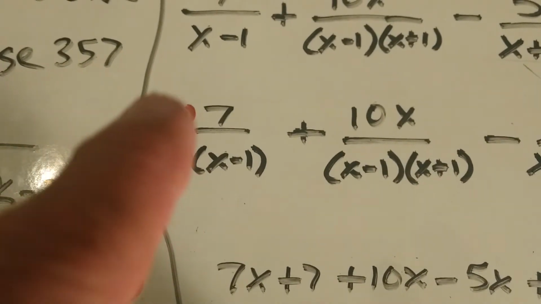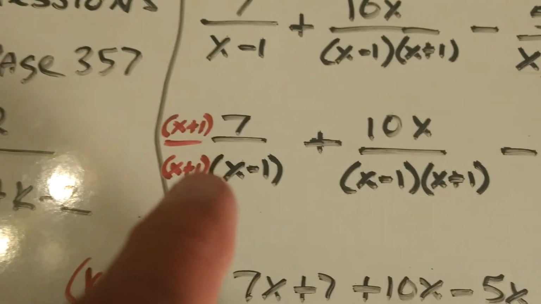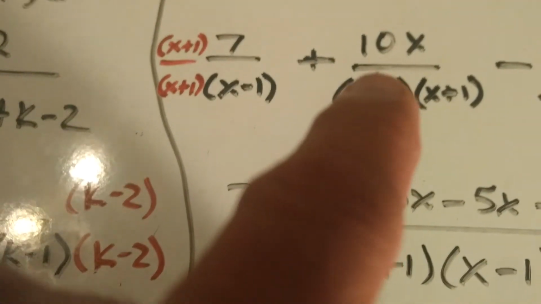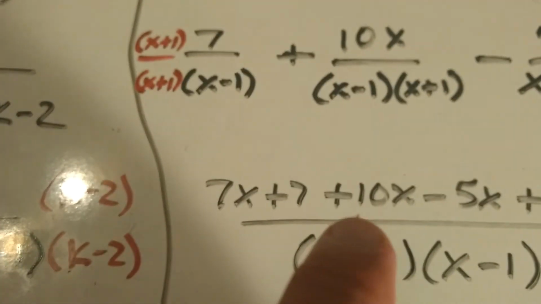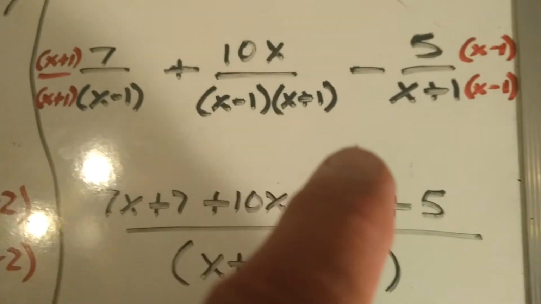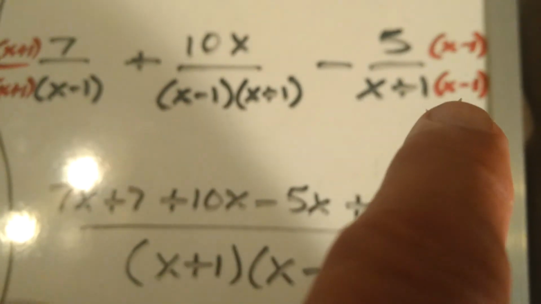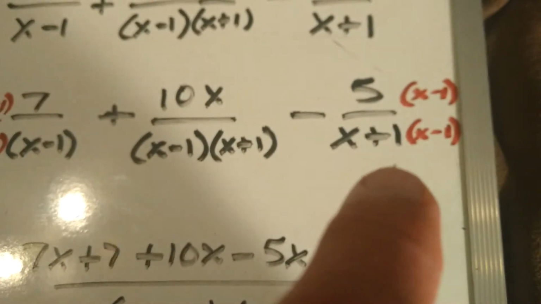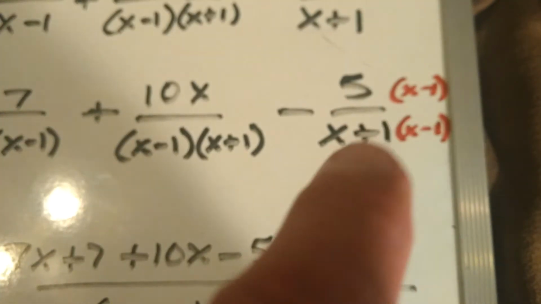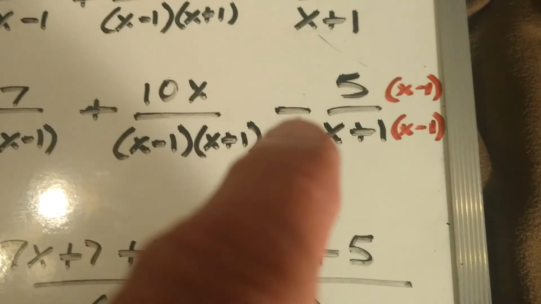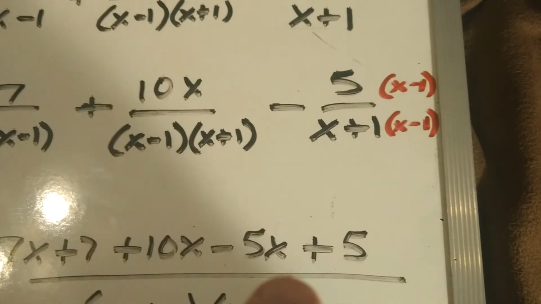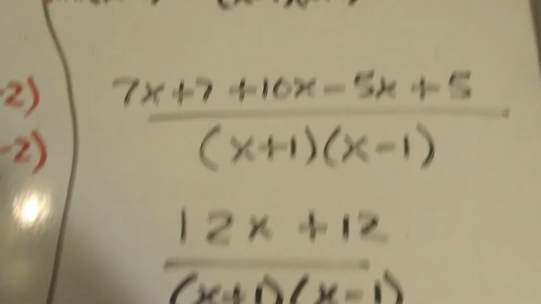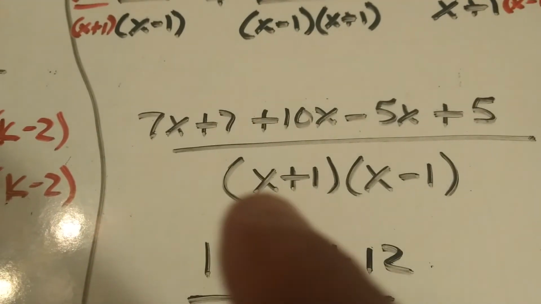If I want that here, I got to multiply top and bottom by x plus 1, which gives me 7x plus 7. I don't have to do anything to here, so I just drop the 10x down. Here, because I have x plus 1, I got to multiply top and bottom by x minus 1. That's going to give me minus 5 times x, which is minus 5x. That gives me a plus 5, because it's a minus 5 times a minus 1. Again, don't touch the denominator.